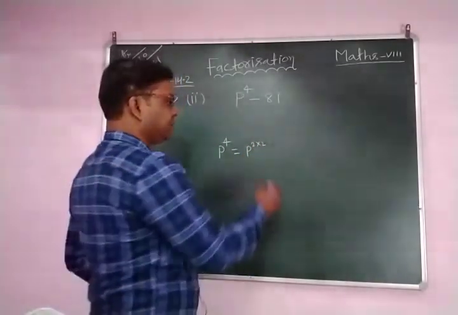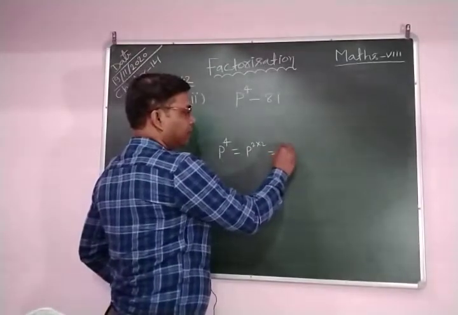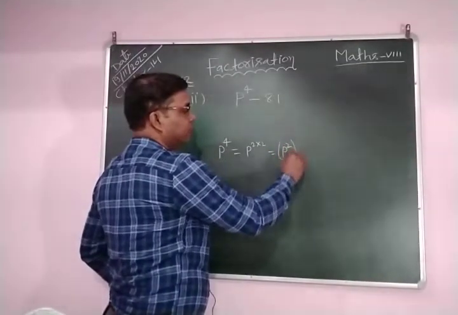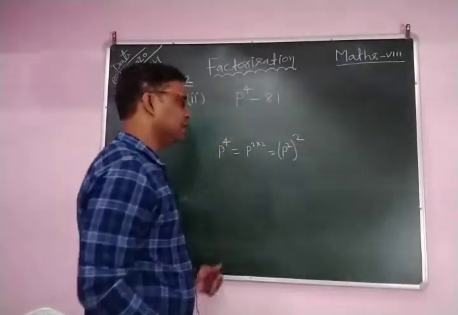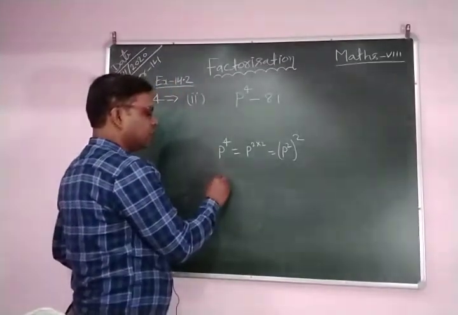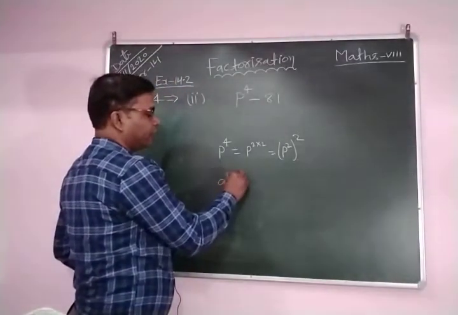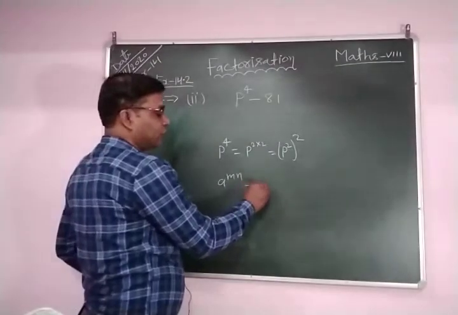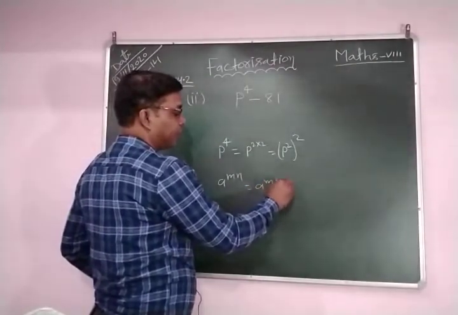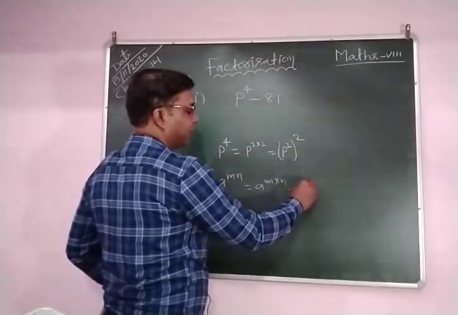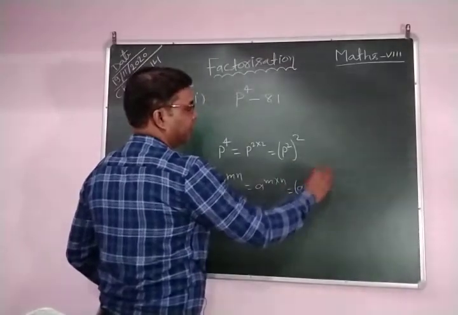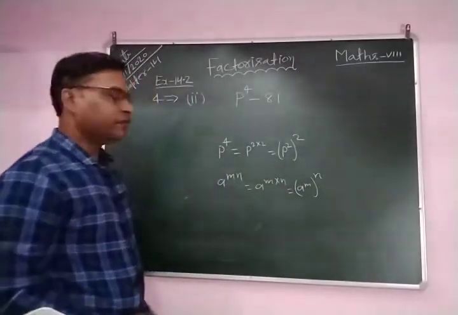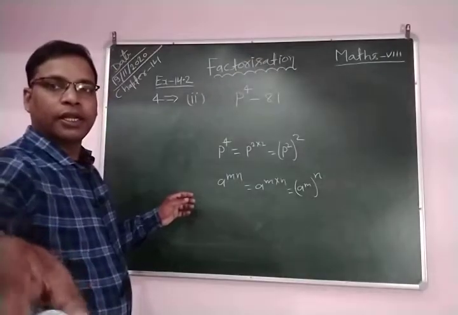Also you can write it p square whole power this, because according to the law of exponent, if a to the power m into n, you can write it a to the power m into n. This is equal to a to the power m whole power n. Okay. So we use this law of exponent.